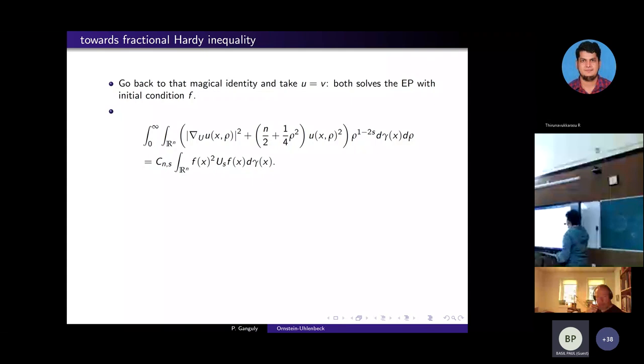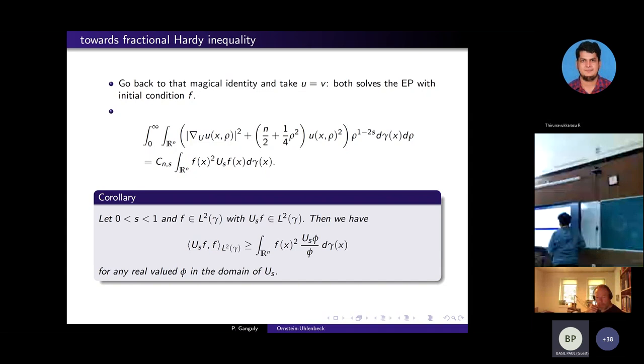I think there is a typo. It should not be square here. It is f(x) times U^s f(x). So with these two things, as a corollary, we get this: if f is in L2 such that the fractional power applied to f is in L2, then we have this inequality. This is the Hardy inequality for the fractional power.